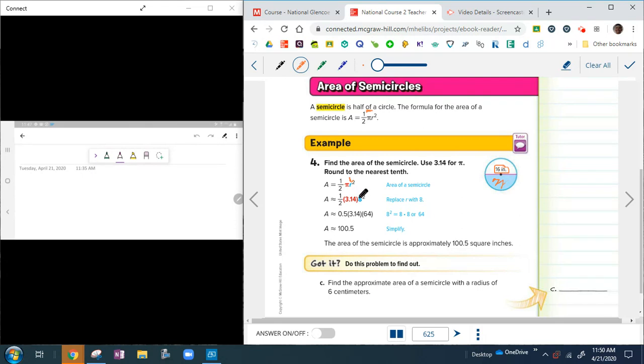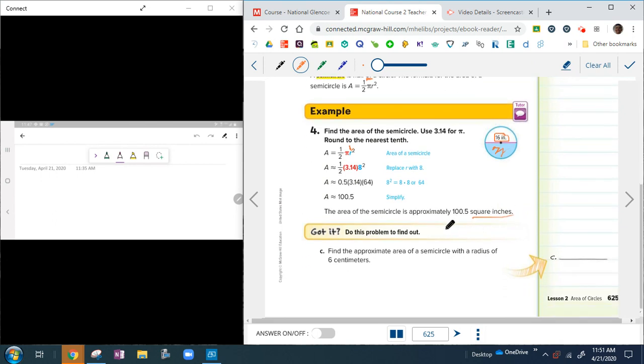And then if we forget about this half here, the pi r squared, the pi times 8 squared is going to give us the full circle. So we just have to multiply it by half, or in this case, they changed it to 0.5, so it's easier to type in your calculator. Just multiply all those up, and you get approximately 100.5, which in this case is going to be square inches, 100.5.